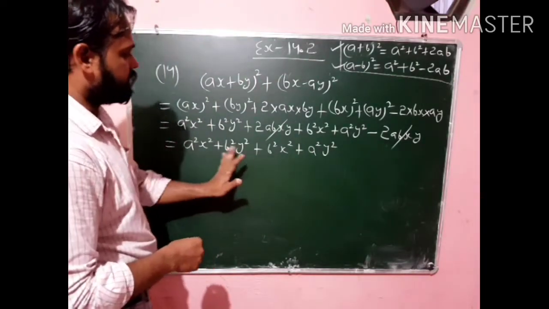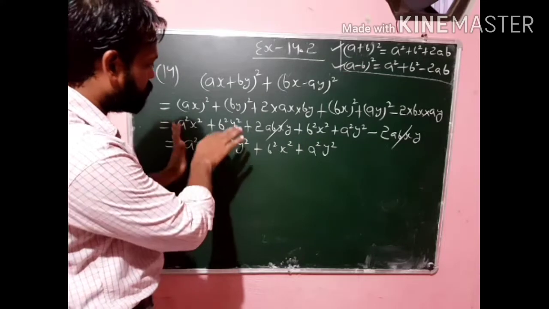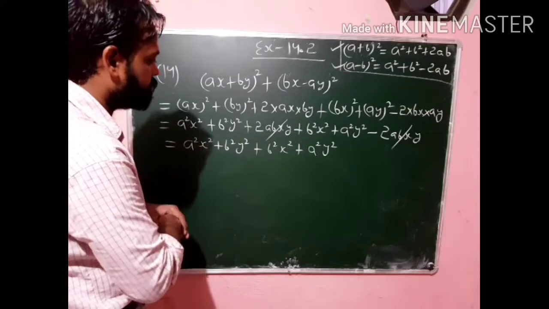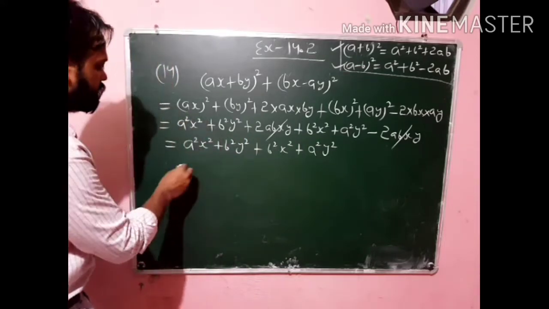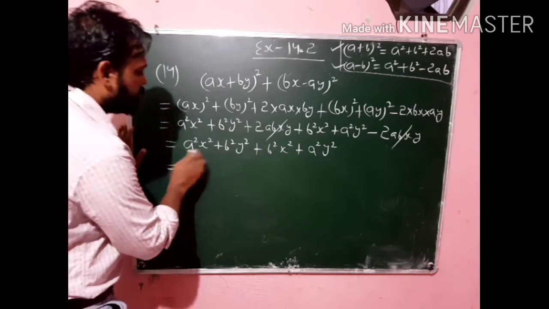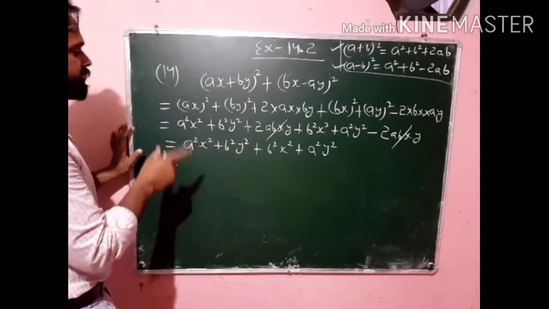Now we have to make the groups from here, and from here we will do the factorization by grouping method. Okay, how can we make the groups? Again, we cannot take the first two terms in the first group. Why?